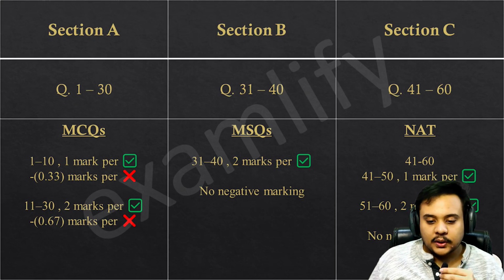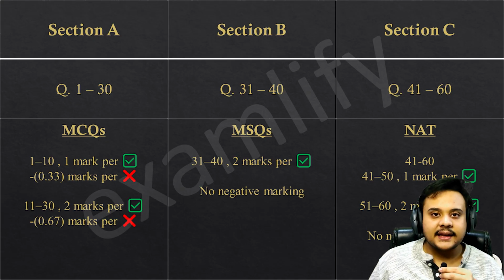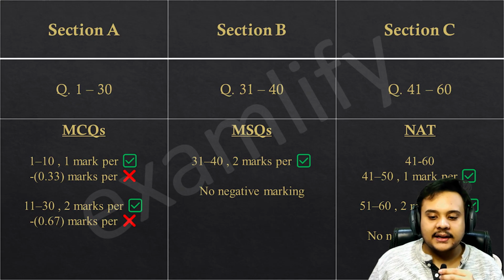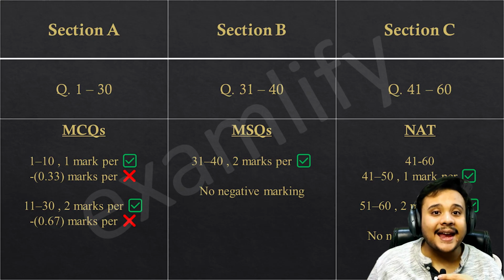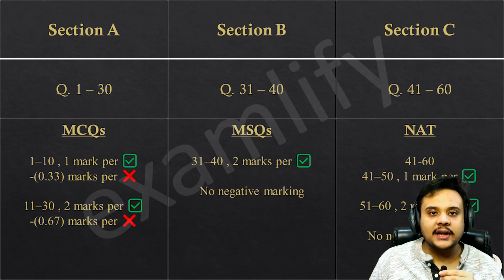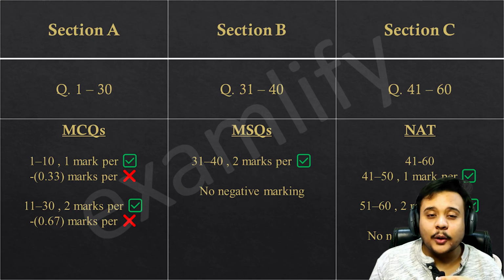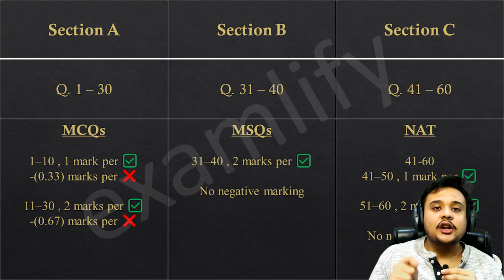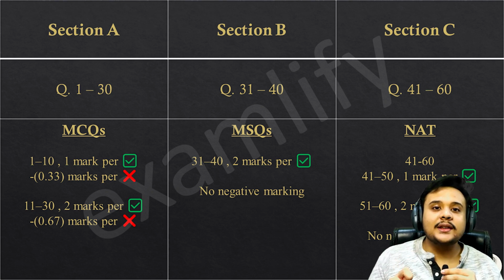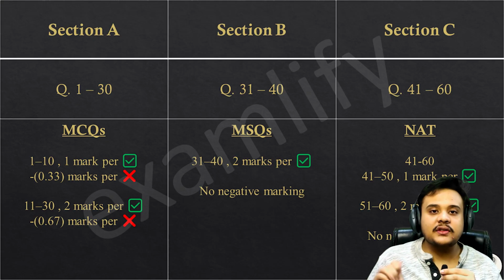Now let us look at section B. It has 10 questions from 31 to 40, and these are all 2 markers with no negative marking. These are MSQs as opposed to the MCQs in section A where only one option was right. Now more than one option can be right. Multiple select questions. You have to select each of the correct options individually. No one is going to tell you which one is right or which one is wrong.